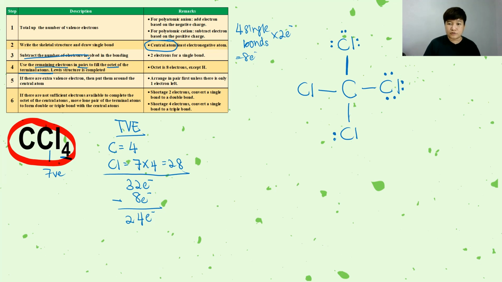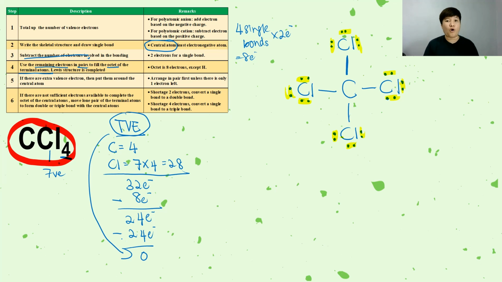We do the same thing to all the chlorine because every terminal atom is the same. Since every chlorine gets 6 electrons and I have 4 chlorine over here, 6 times 4 is 24, and you need to subtract 24 from your total valence electrons. 24 minus 24 is 0. Always remember, at the end of your Lewis structure, your total valence electrons must go back to 0. That shows you have already used up all the electrons. We are done with this step.